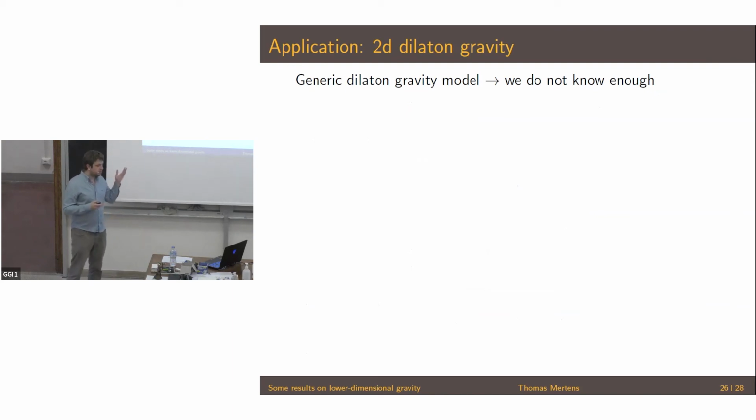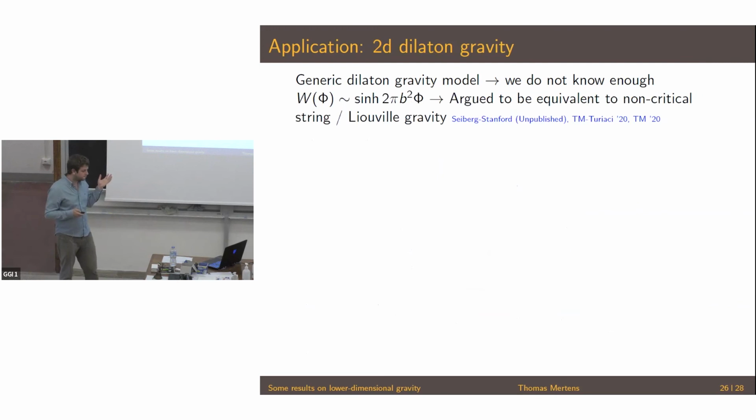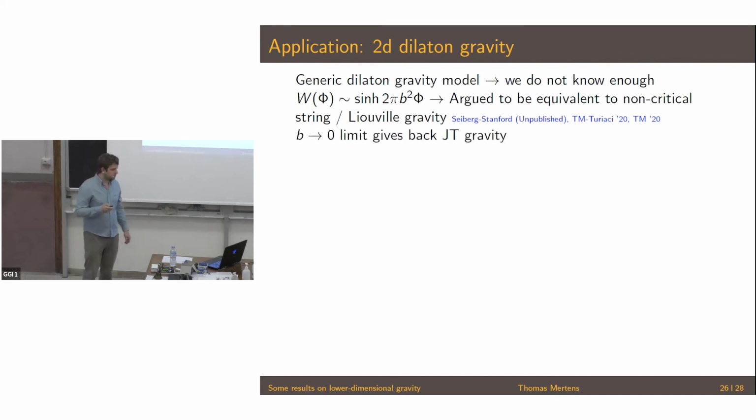So for the most generic dilaton gravity model, we do not know enough, but there's one specific class of models where we can say something, and that is where the dilaton potential is a hyperbolic sine function of the dilaton field. This class of models has been argued to be equivalent to the non-critical string or to Liouville gravity models. In particular, there's this real number b. If you take b to 0, you would Taylor expand the sinh, and you get back the potential again. So there's a limit that would go back to the things we think we understand better, to the JT gravity results.